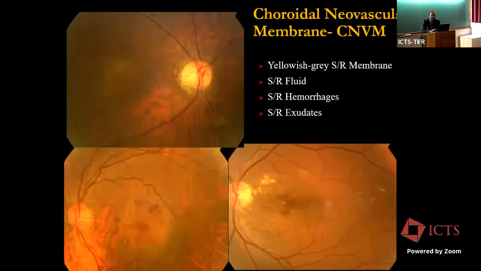So these are clinical examples and pictures. You can see this yellowish gray subretinal membrane, the subretinal fluid, there's hemorrhages, there's exudates, as you can see here. So this is how neovascular AMD, full-blown choroidal neovascularization, would look to us clinicians.